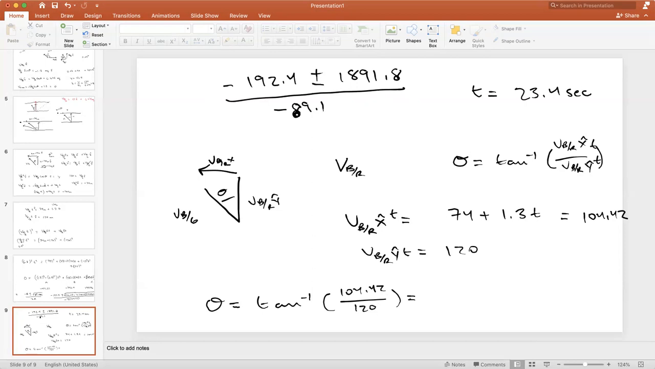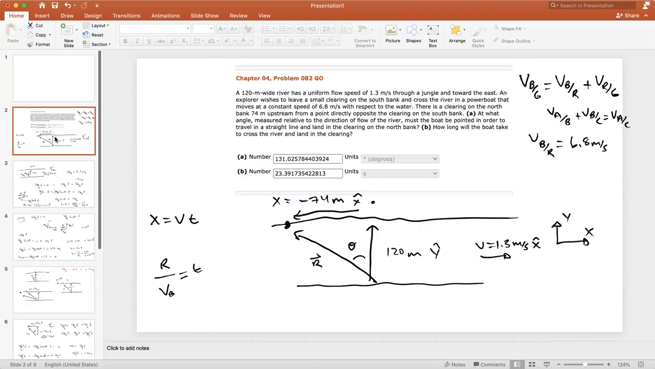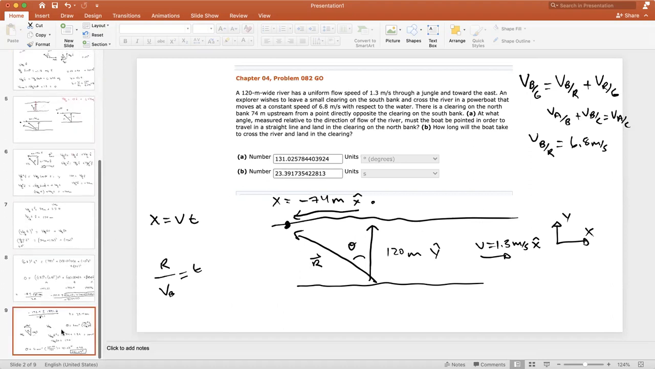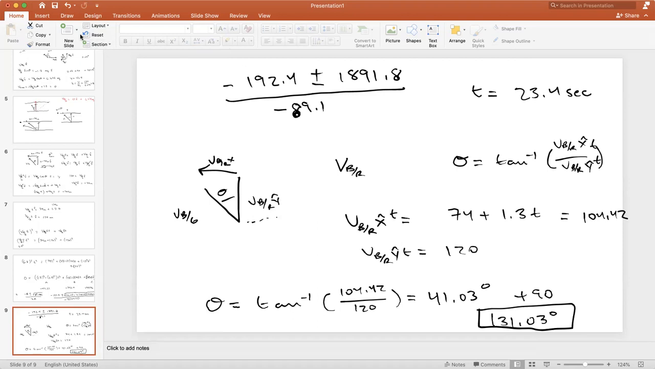And that equals arctan of 104.42 divided by 120, which gives us 41 degrees, 41.03 degrees actually. However, that angle is to the y-axis, and in Wiley they want us to take it to the x, so we need to add 90. That gives us 131.03 degrees from the positive x-axis. If we go back and look at our solution, our angle was 131 and our time was 23.4, which is exactly what we got.